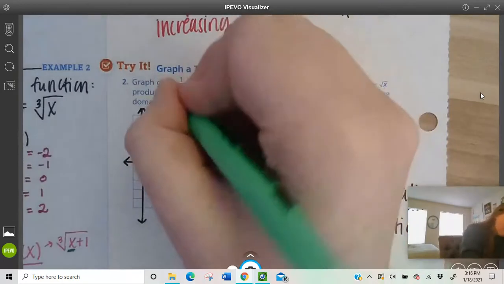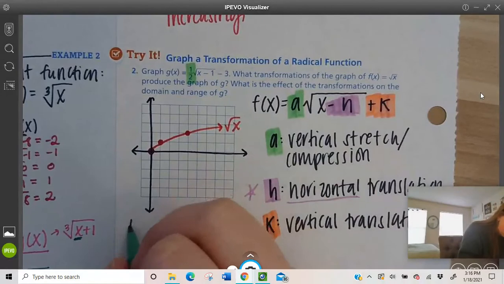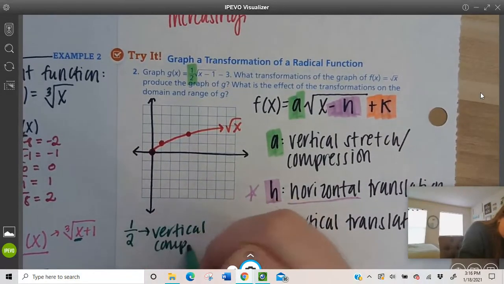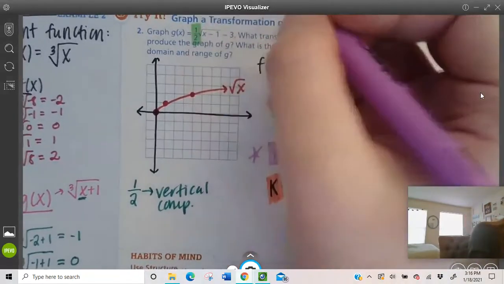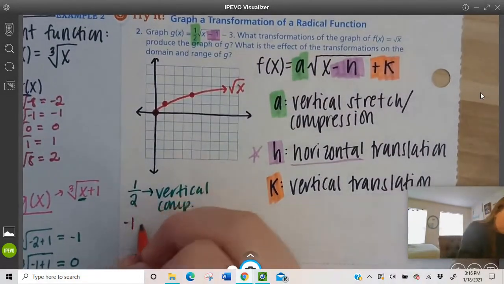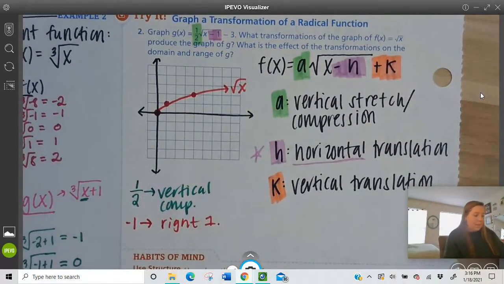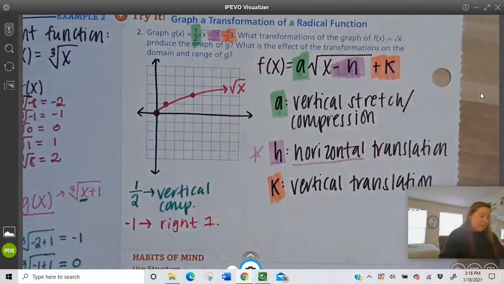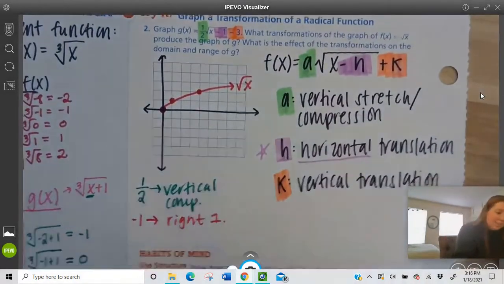So what do our 3 different things applied to our function do? This 1/2 here means that we have a vertical compression. I'm going to abbreviate that there. If we have this -1 underneath of our radical, it means that we move to the right 1. And then we have this -3 on the outside of our function, which means I need another color, -3.